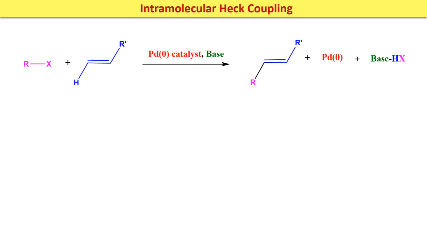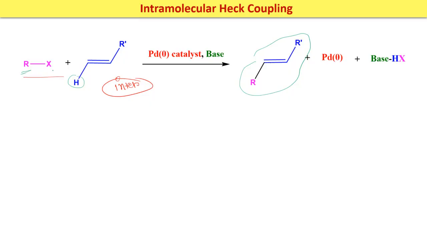So the picture that you are seeing here, that is for inter, right? Because here we have two components. One is alkyl halide, or it may be triflate also, and another one is alkene. Now after this coupling between these two substrates, we are getting this product where H is replaced by this R.